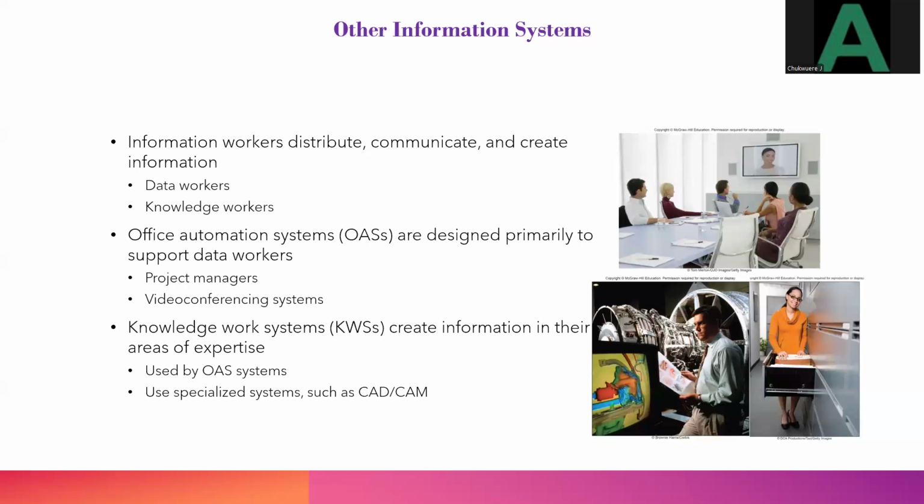Also, we have another part of the systems we are discussing, other information systems that can be used in an organization, which can be information workers who distribute, communicate, and create information. That kind of information can be data worker or knowledge worker. Office automation systems are designed formally to support data workers, project managers, and video conferencing. Knowledge work systems create information in the area of experts, and so on and so forth.